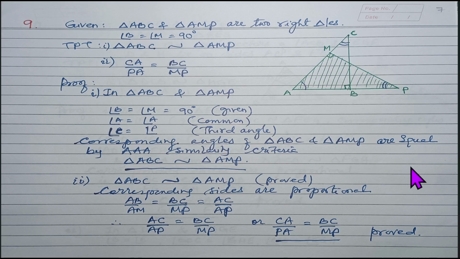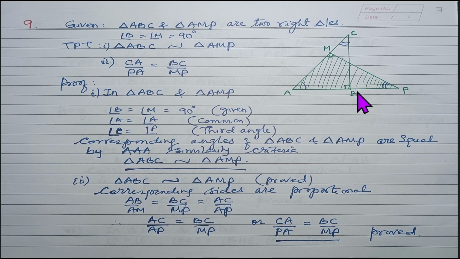Now coming to the next example, we are given a triangle ABC. ABC is given here, and AMP, two triangles are given, and they are two right triangles. See, ABC is one right triangle and AMP is another right triangle. That means angle B and angle M are 90 degrees. Now we have to prove that triangle ABC and triangle AMP are similar, and also we have to prove that CA by PA is equal to BC by MP. So let us see how to prove that.